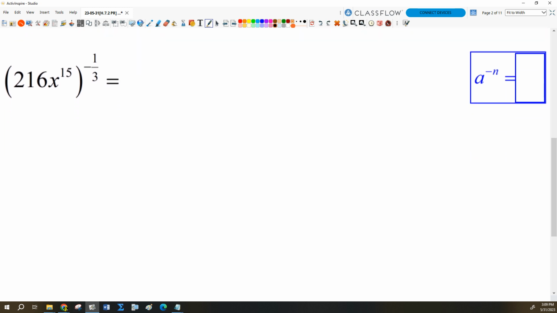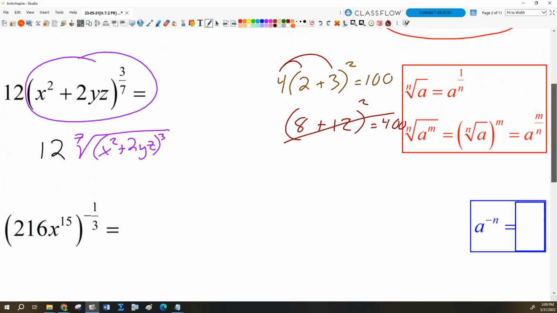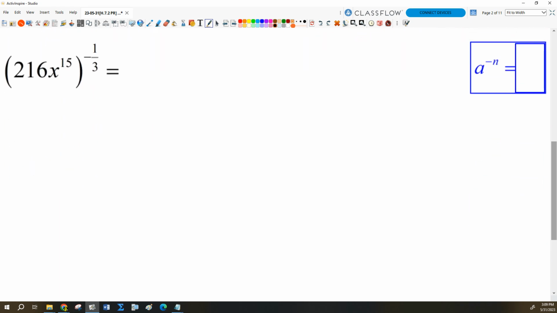The quantity 216x to the 15th to the negative 1/3. Is that enough? Okay, all right. So how about this one? What's that negative doing? We have to think of our properties of exponents. What's a to the negative n equal to? Yeah, 1 over a to the n.